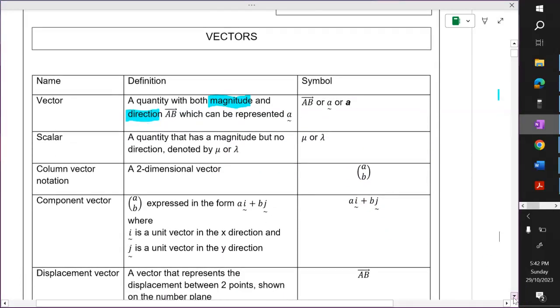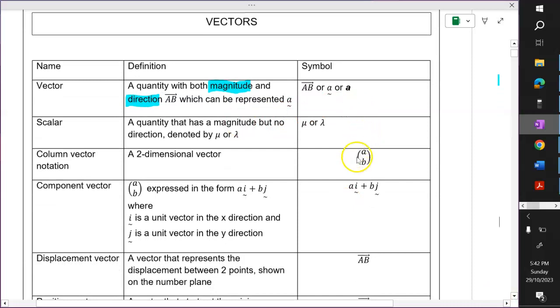We have column vectors that we denote in this way, like an A and a B. We will use those, and we'll look at those later on, so I'm not going to go into detail about those now. We're going to have a look at component vectors, where that column vector is expressed in terms of AI, BJ, where I is a unit vector in the X direction and J is one in the Y direction. So our A relates to X and our B relates to Y. And we'll have a look at those in the next few lessons as well.